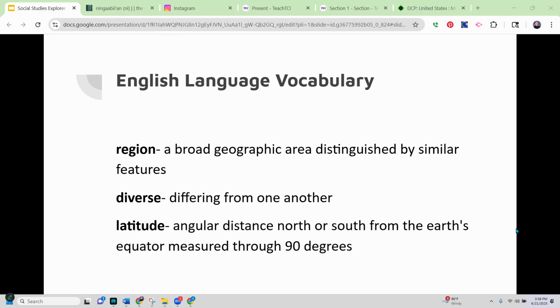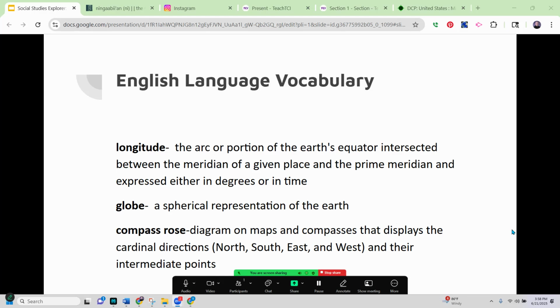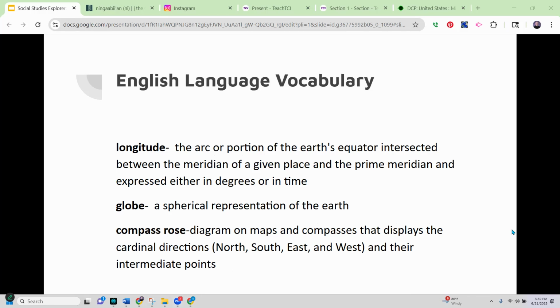Latitude is the angular distance north or south from the Earth's equator, measured through 90 degrees. For instance, we're somewhere between 43 and 44 degrees north latitude here in mid-Michigan. Longitude is the arc or portion of the Earth's equator intersected between the meridian of a given place and the prime meridian. So now instead of talking about the y-axis, we're talking more about the x-axis. Globe is a spherical representation of the Earth, so a model. The compass rose, that's a diagram on maps and compasses that displays the cardinal directions and their intermediate points.